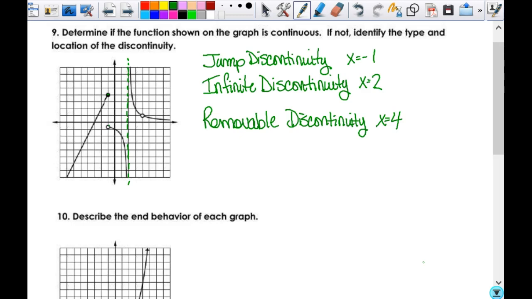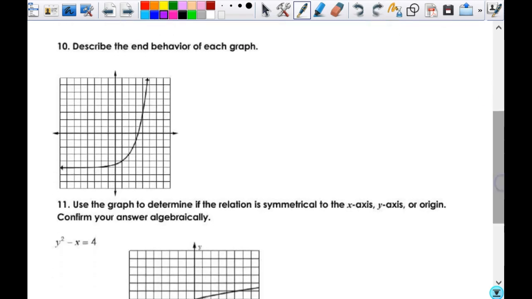Okay. All right, so then number 10 asks you to describe the end behavior of each graph. Okay, so you have to make sure you know the difference between the end behavior and the domain and range and the increasing and decreasing. Those are all different ways to look at the graph. End behavior is literally what's happening at the end. And it helps a lot if you know what the parent function is you're looking at.